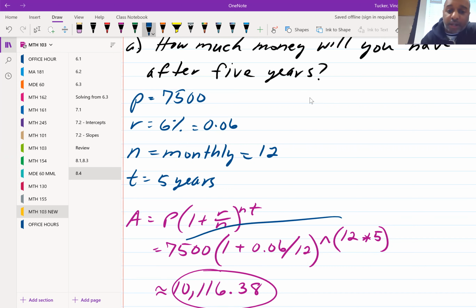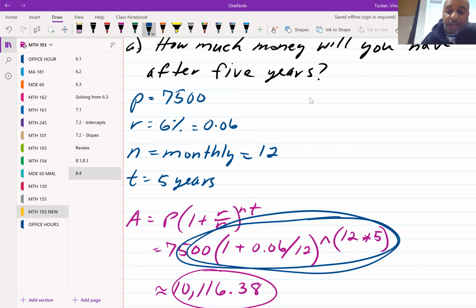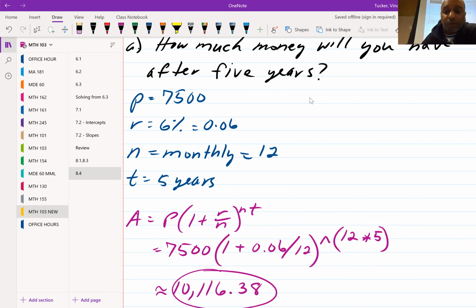If you don't have a calculator that can put the figure in like this, then you may have to do it in pieces. In other words, 12 times 5 is 60. Divide this, add it to 1, raise it to the 60th power, then multiply by 7,500. So basically you have to find the answer by using your order of operations.